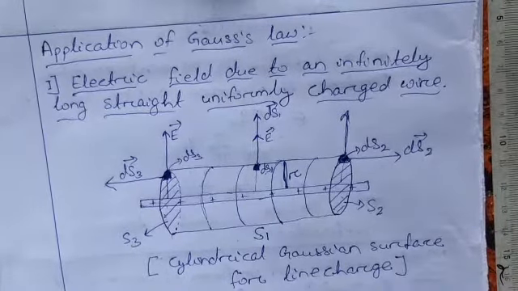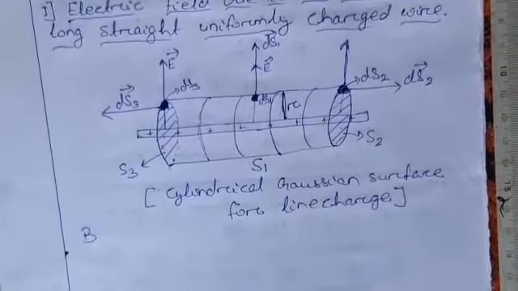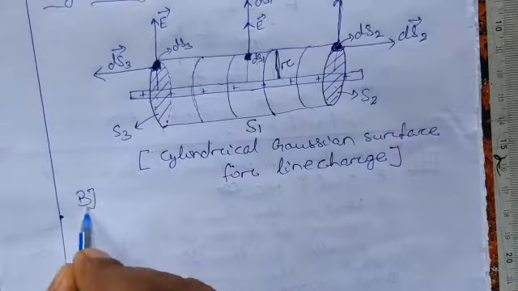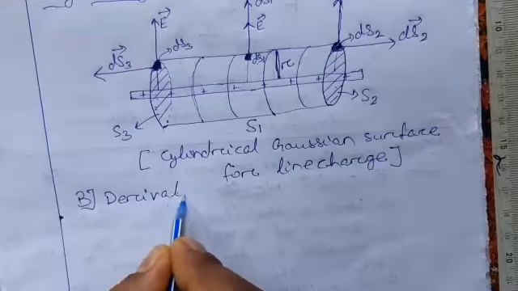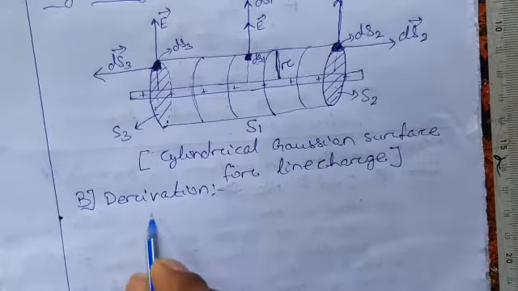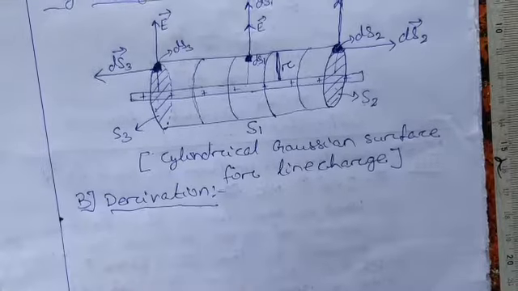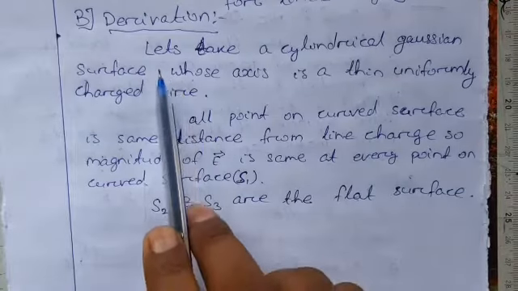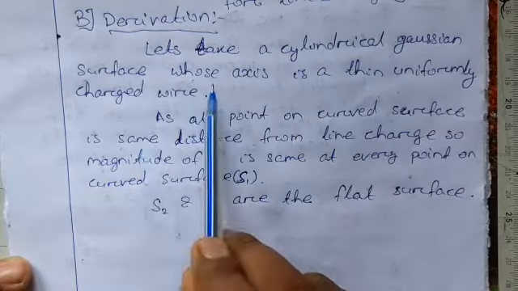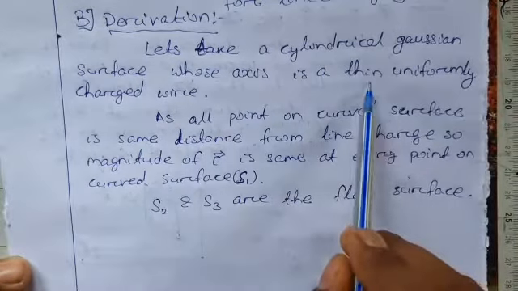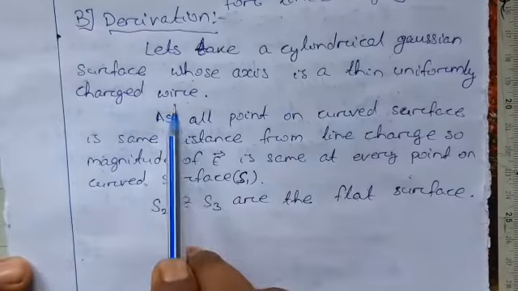Okay, next we will go to the derivation part. In the derivation section, let us take a cylindrical Gaussian surface whose axis is a thin uniformly charged wire.